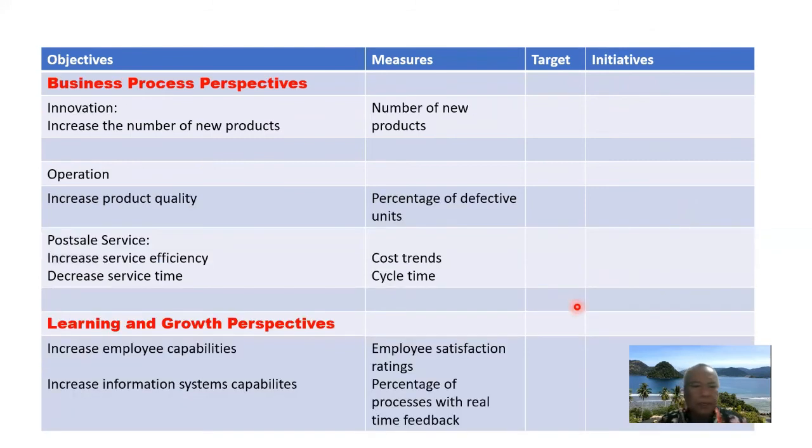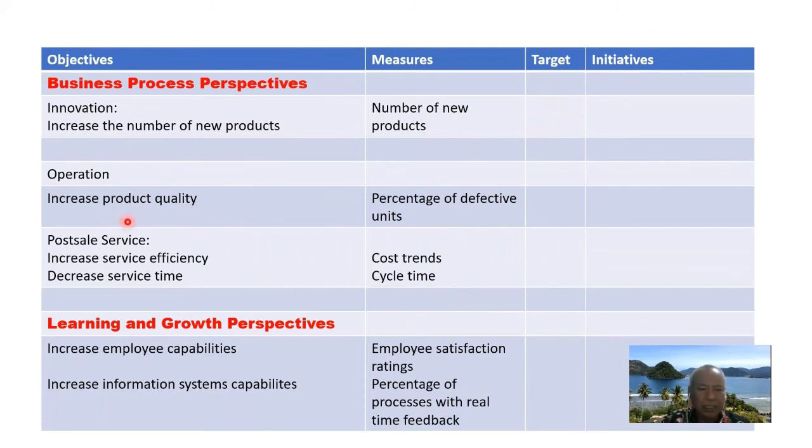And then for the business process perspective, we can look at three things: innovation, operation, and post-sale service. For example, in innovation, increase the number of new products. The measure is the number of new products, for example, how many new products in this year. Before we had 5 new products this year, maybe we can increase to 6 or 7.